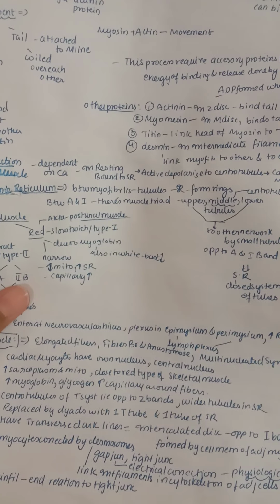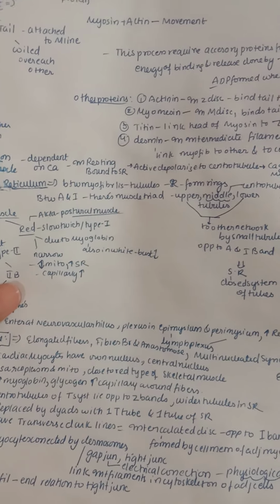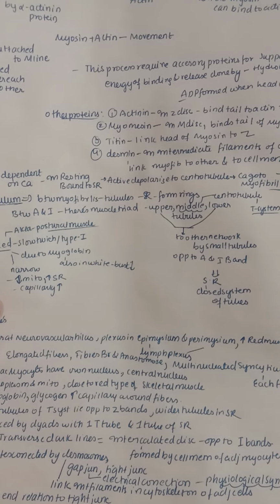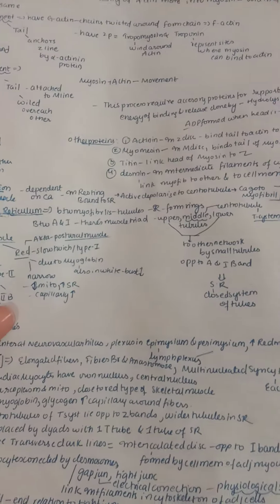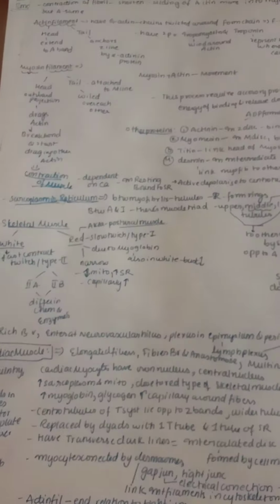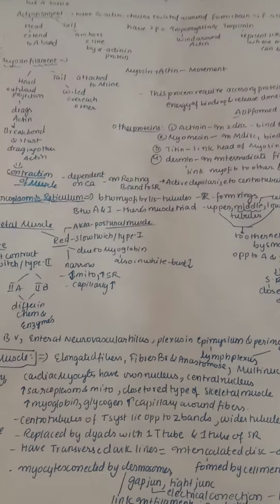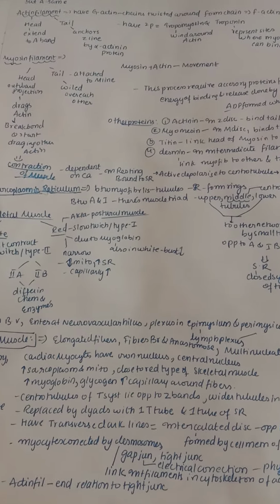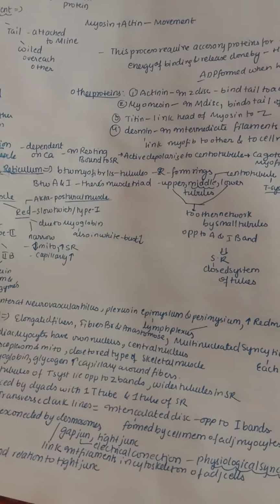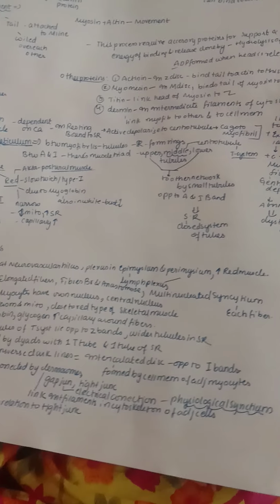At rest, calcium is bound to the sarcoplasmic reticulum, but whenever the muscle is active, depolarization passes into the centrotubule, that is, calcium goes to the myofibril and contraction takes place. Otherwise, it stays bound to the sarcoplasmic reticulum. So let us check out the sarcoplasmic reticulum. It is between the myofibrils, and there are tubules present in the sarcoplasmic reticulum which form rings.